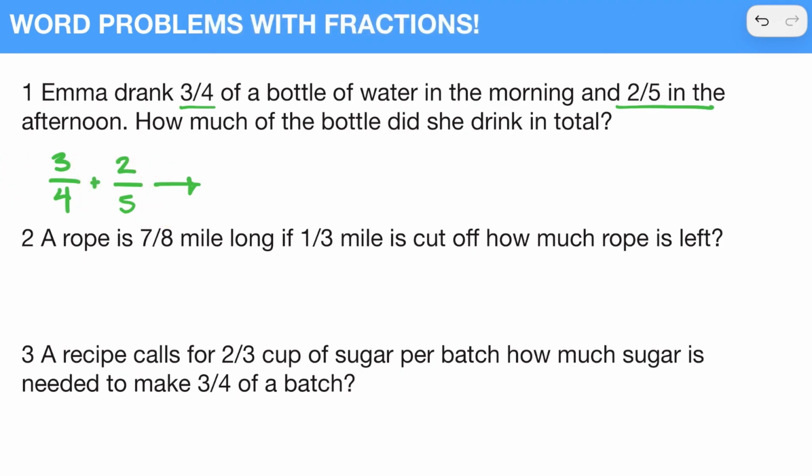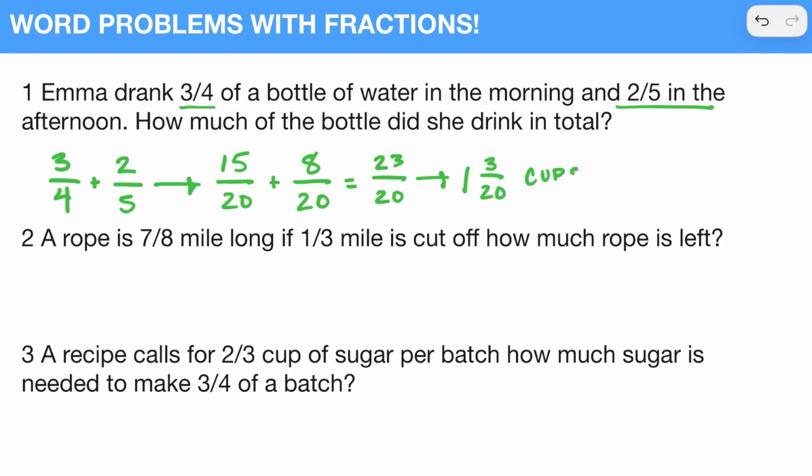And this is going to be 15/20 plus 8/20. And we're just going to add the numerators then, and we get 23/20, or another way to phrase this right in a proper fraction would be 1 3/20 cups. Or not cups, what is this? Bottles. One 3/20 bottles is our answer.